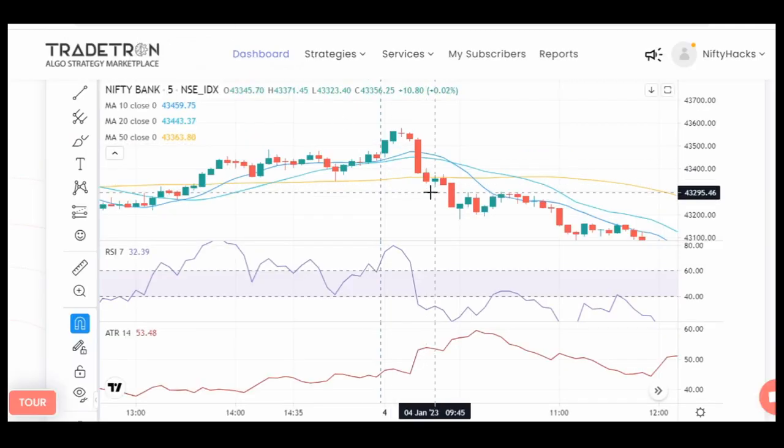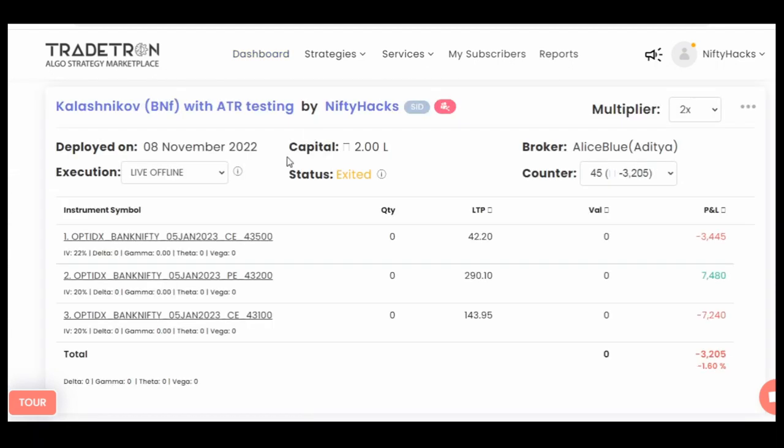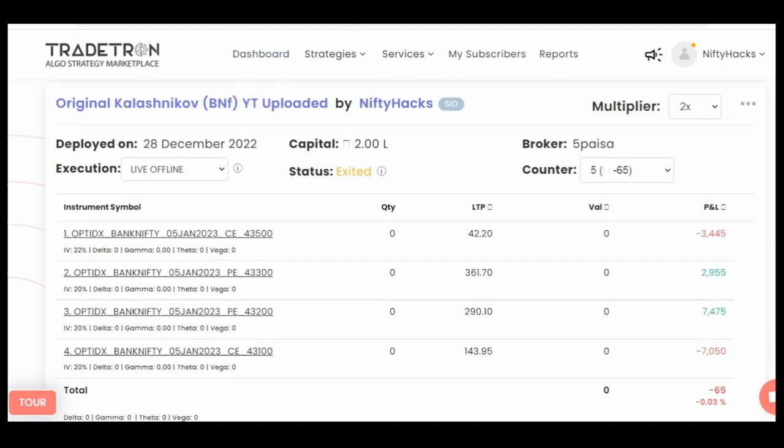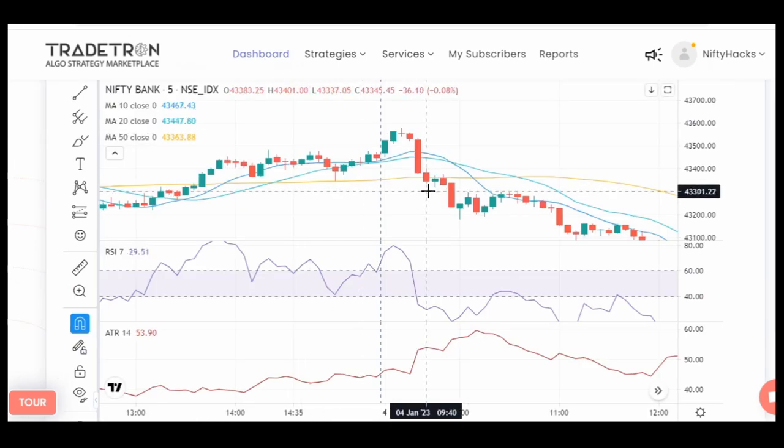The purpose of this comparison video was not to give you any strategy, like use this ATR version or don't use the original version. The purpose was to see whether our ATR based condition is working properly or not. So I guess it's working properly, as we can see.